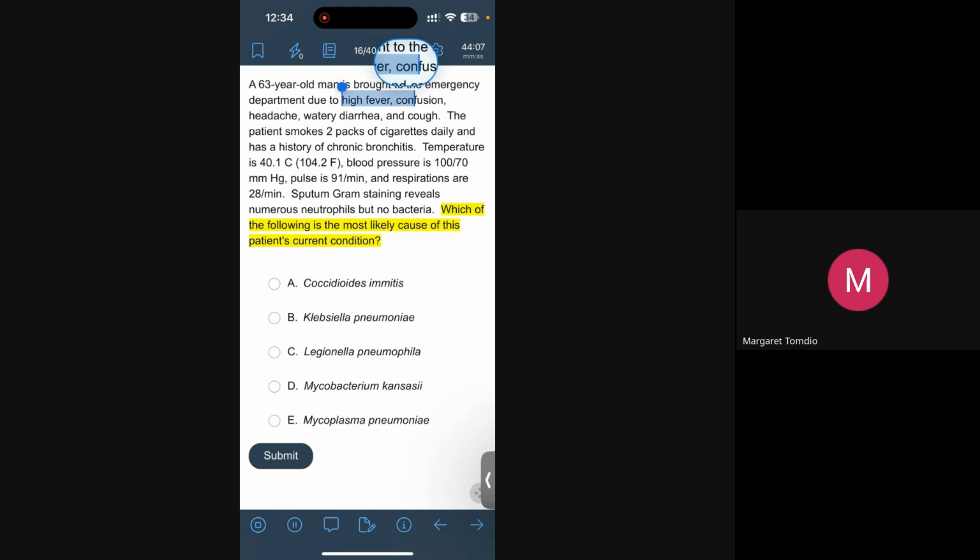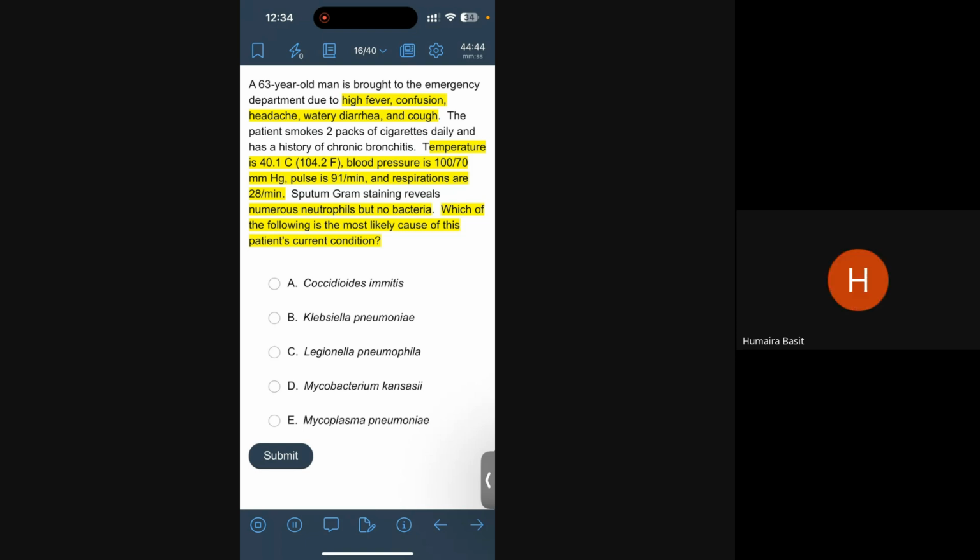High fever, confusion, headache, watery diarrhea, cough. Sputum daily and other history, fever is very high. Sputum staining reveals numerous neutrophils, but no bacteria. Legionella, maybe. There is diarrhea, a typical picture of Legionella.